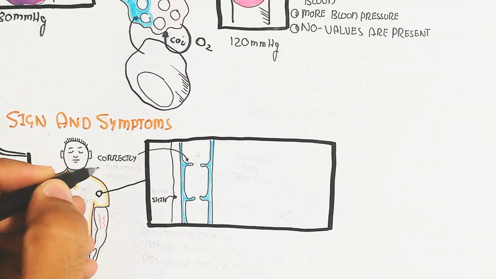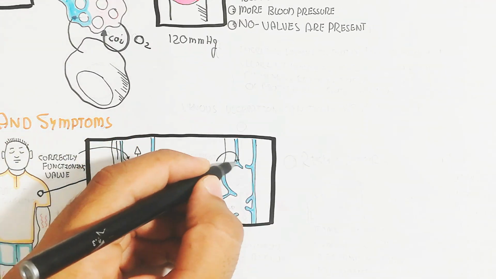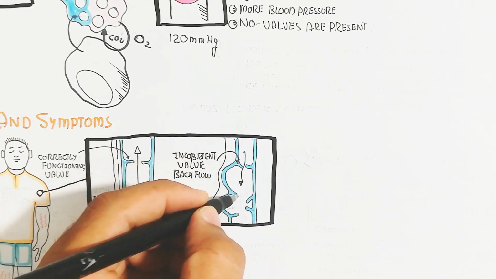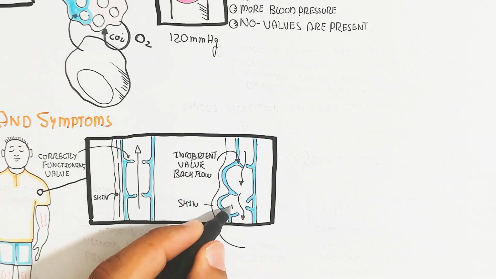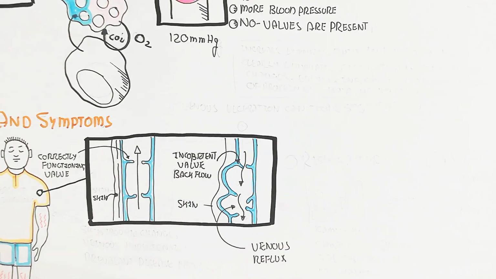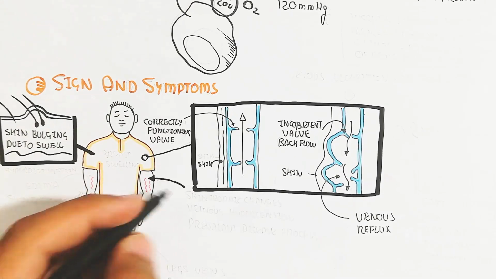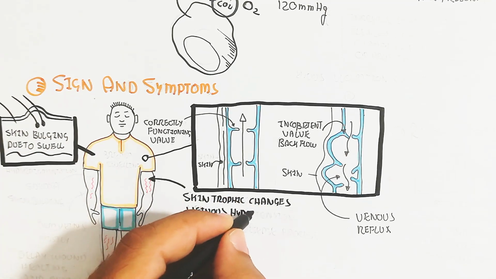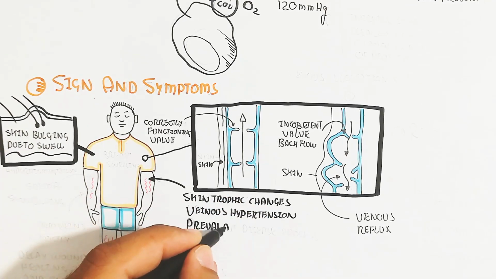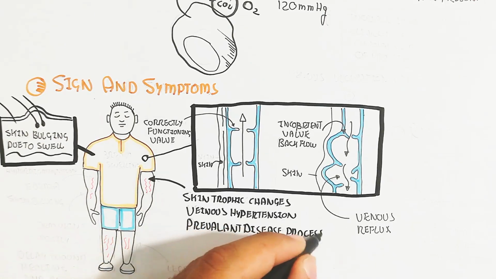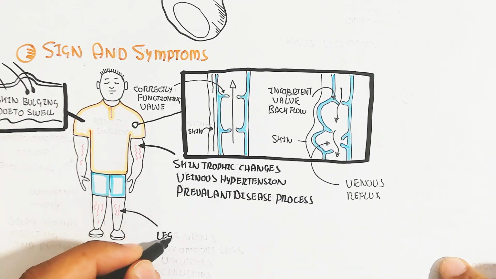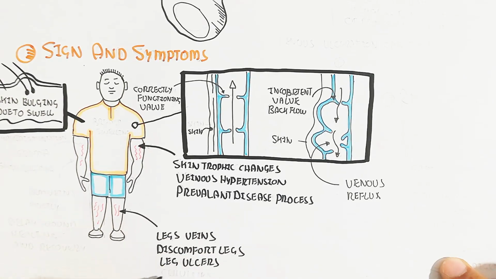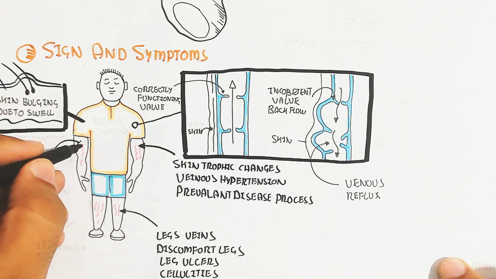And here you can see below the skin is the vein which allows the blood to move back into the heart, and this is a correctly functioning valve, while this is the incorrect one. It means venous reflux will occur, and this is the skin and the incompetent valve and backflow of the blood. The skin trophic changes, venous hypertension, and the prevalent disease process will occur. Leg vein discomfort, leg ulcer and cellulitis can occur.